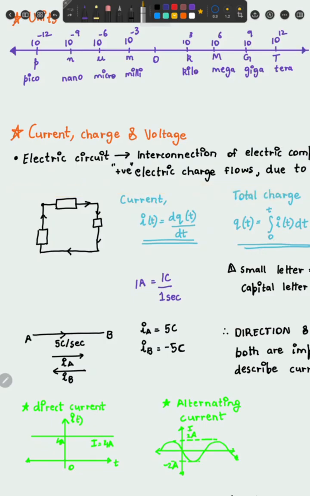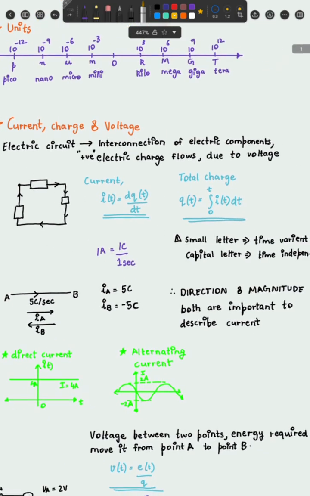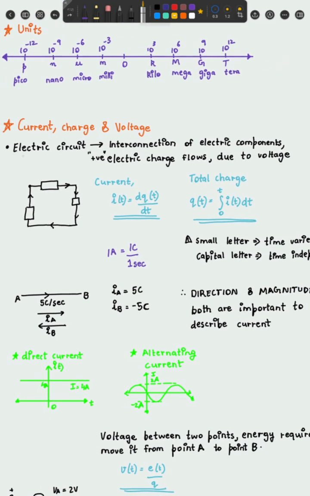Now let's come to the main thing: current, charge, and voltage. So to define this, we need to define what's an electric circuit. An electric circuit is basically an interconnection of electric components. Okay. Positive charge flows due to voltage. Now you might say that the electron is the fundamental unit of charge, and because the electron flows, it is negative. But then we assume that we use a positive charge. That is our basic assumption.